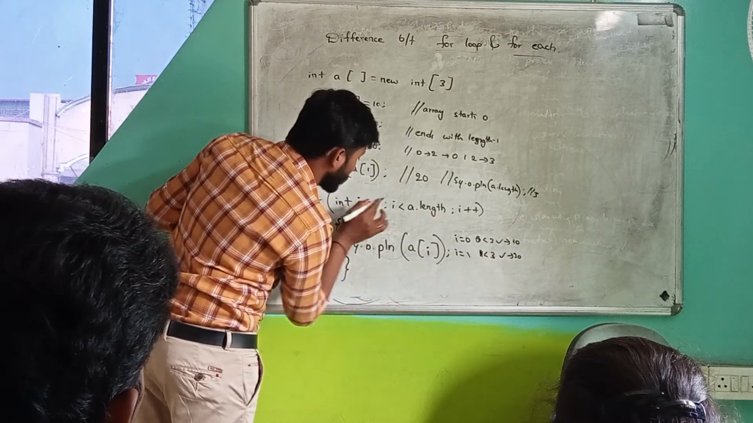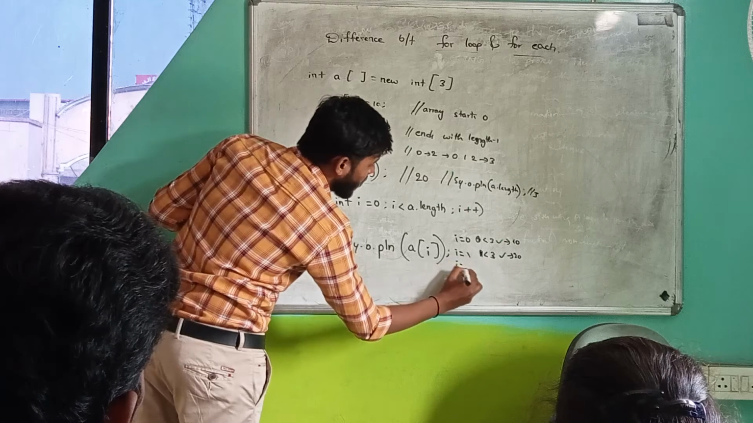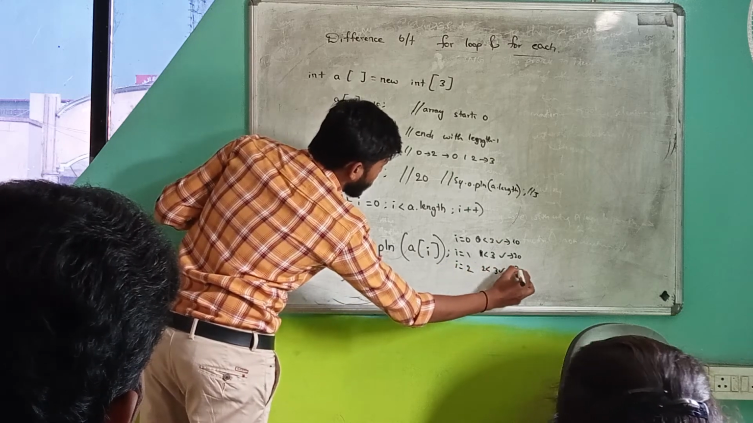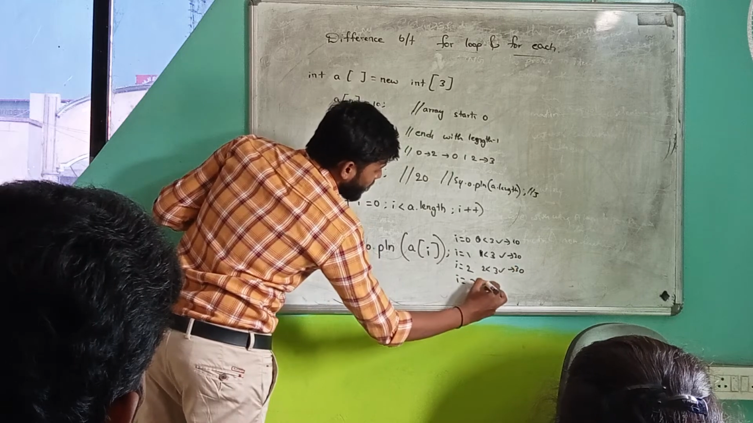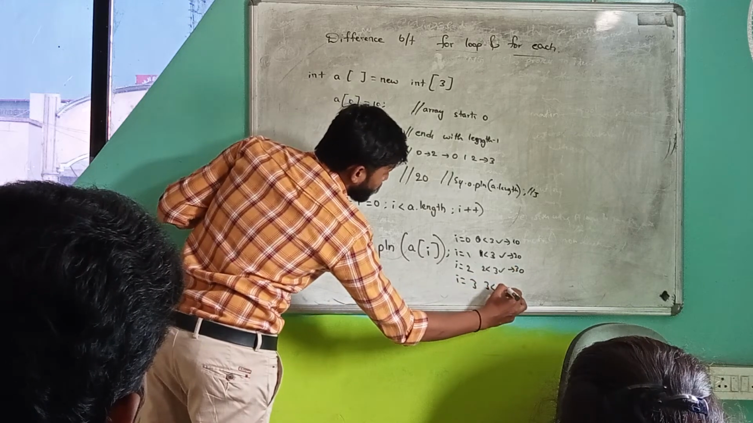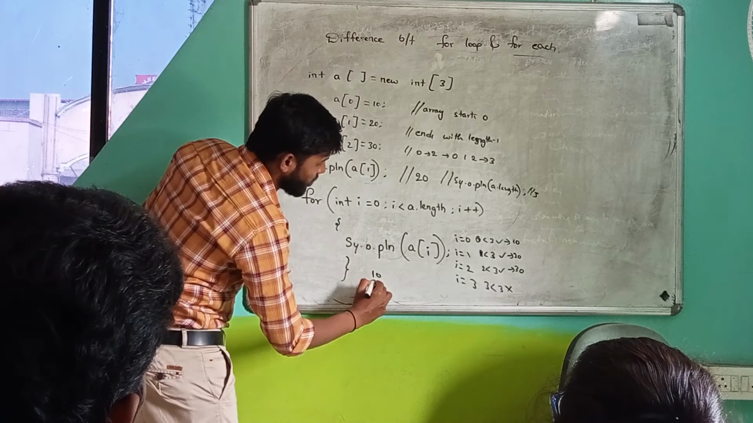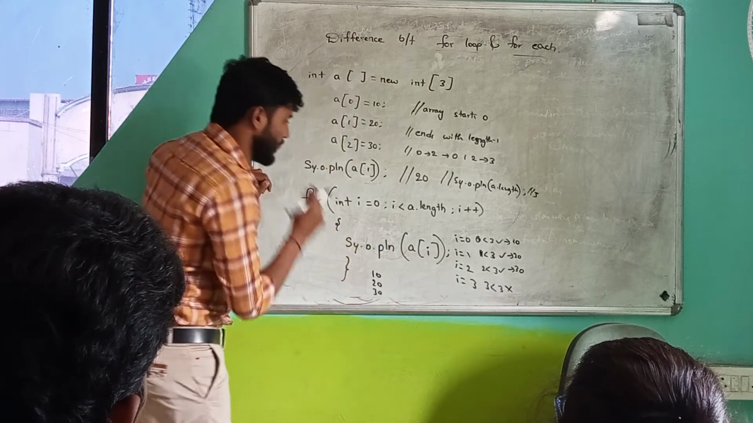And again i plus plus, i becomes 2. 2 is less than 3. So 30 will print. i equal to 3. This time 3 is not less than 3. So the condition was not satisfied. You get the output as 10, 20, 30.